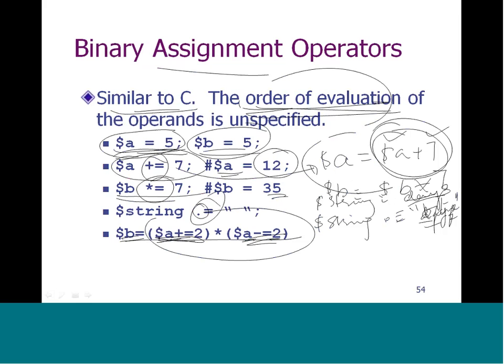One thing is that the order of evaluation of the operands is unspecified; which one is evaluated first is not known. Even so, in most of these cases it's the same as saying a equals a plus 7. The right side is evaluated first before the assignment, so A will get the value 12 or B will get the value 35. But when you use it in a more complicated way, using one type here and another type with the same variable, the value sometimes is not what we expect.